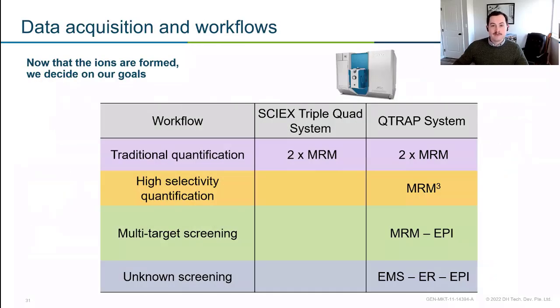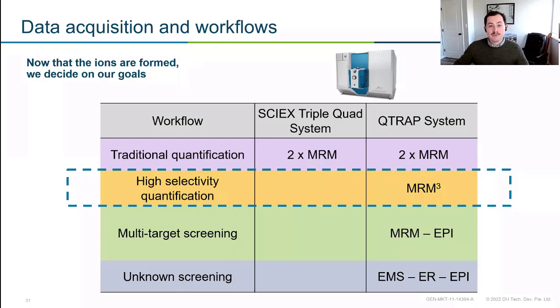So one of those experiments would be when we need to be highly selective. So how could we be more selective than an MRM experiment? Well, we can do MRM cubed. And just like it sounds, we're taking a parent, we're going to a daughter, then we're going to a granddaughter. Or we're taking a precursor, we're going to a fragment, and we're fragmenting it to another fragment. So we're being very, very hyper-specific to a specific compound structure.